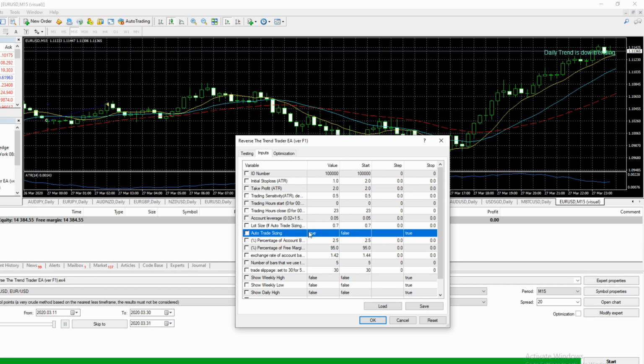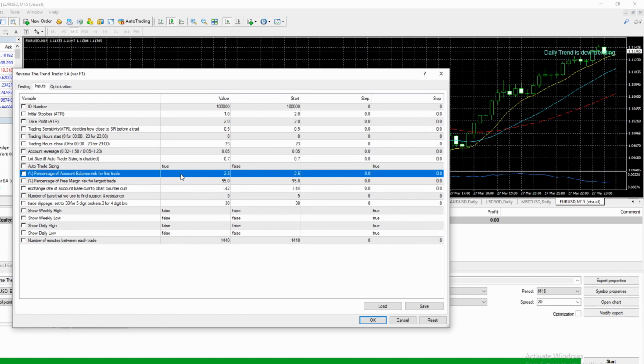And I have this auto trade sizing, which is an algorithm that I programmed into my expert advisor to have a different lot size. It calculates a lot size based on how much I want to risk if I lose the trade. So in this case, I set my percentage of account balance risk. Maybe I can expand this. Yeah, percentage of account balance risk for first trade. This is just how I label it. But basically, each trade I'm trying to risk just 2.5% of my account.